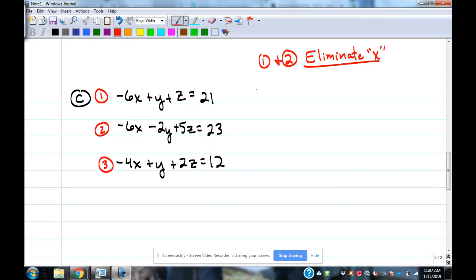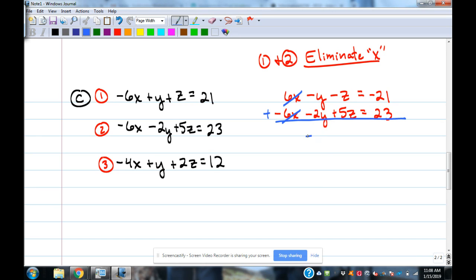I'm going to multiply the top one by -1 and get 6x minus y minus z equals -21. And then I have -6x minus 2y plus 5z equals positive 23. When I put those 2 together, the x's eliminate one another, just like we planned.